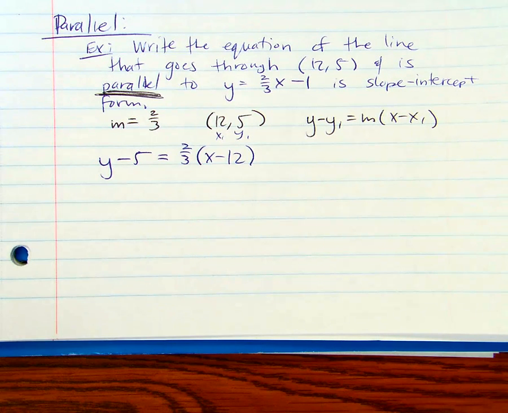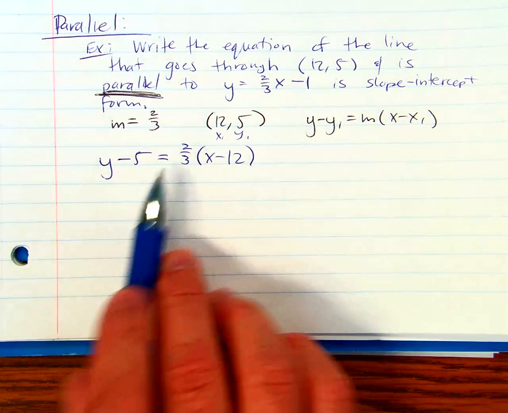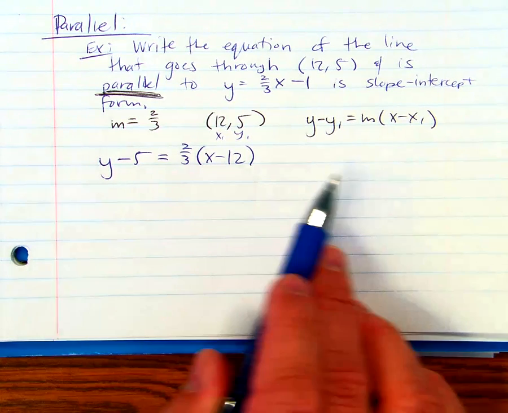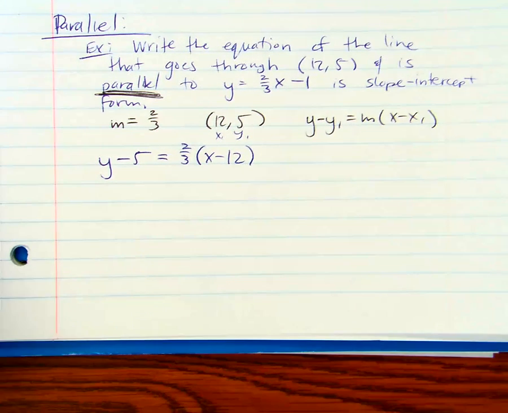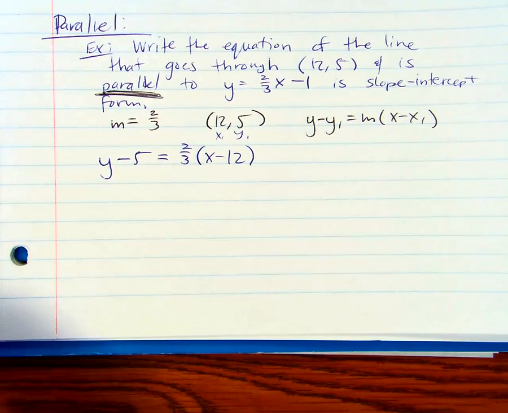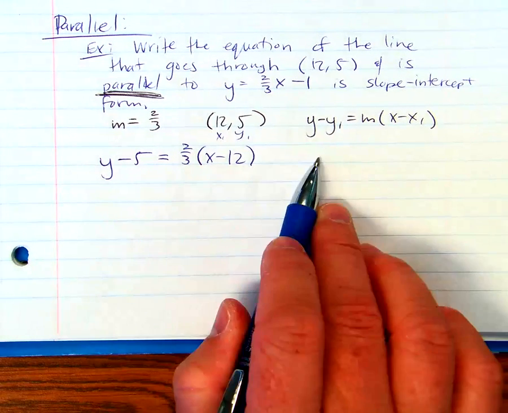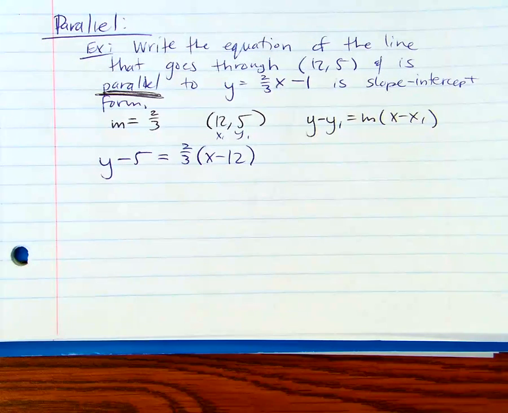Can someone tell me what I need to do to get y all by itself? I am going to need to add 5. That's perfect. Right now it says y minus 5 equals. So if I add 5, the 5 goes away. But look at the other side of the equation. Where am I going to put the 5? If I just put plus 5 at the end, it still doesn't look the way that this is supposed to look. So even though we're going to add 5, we're not going to do it yet.